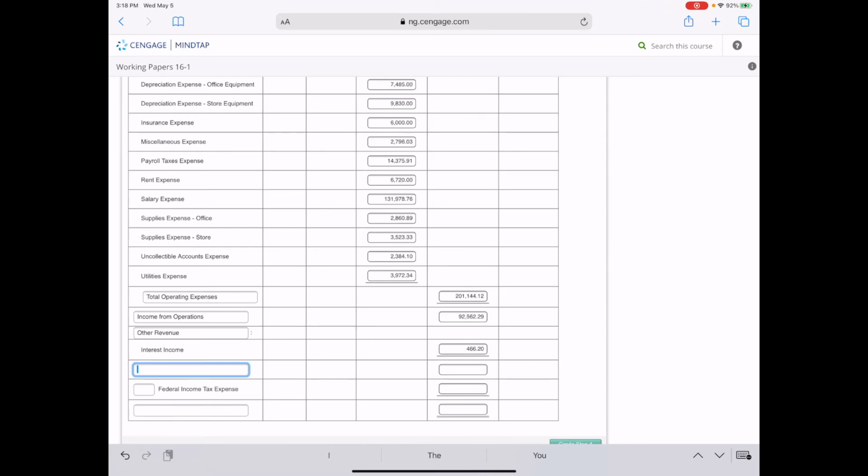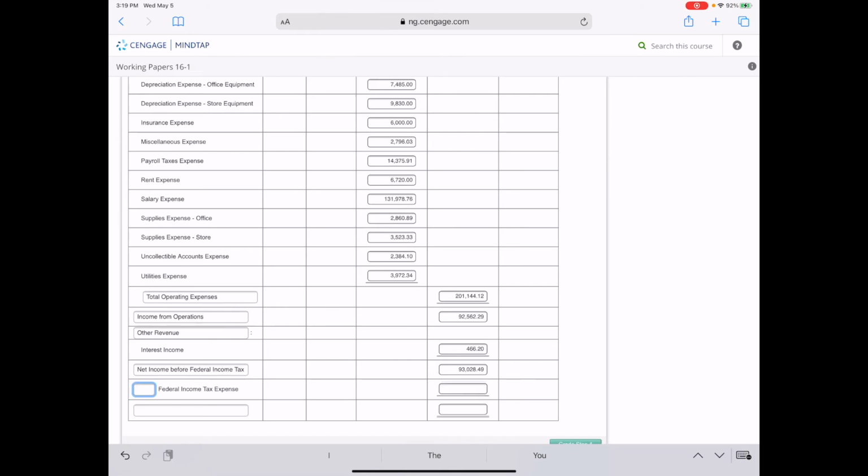So we're gonna figure out what our net income is before our federal income tax. Okay, to figure that out, we have our income from operations plus additional income that we made, or revenue. So we'll add those two numbers together and we'll come up with $93,028.49. That's how much we'd make before we paid out taxes.